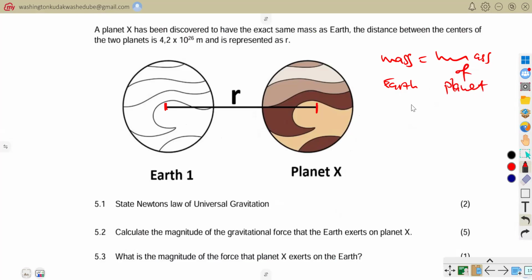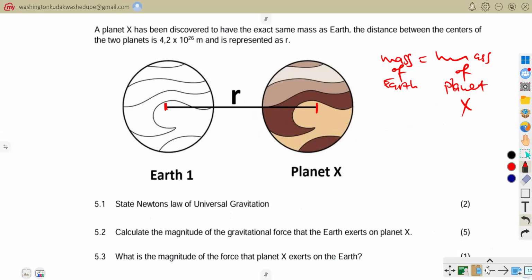So we are saying mass of Earth is equal to mass of planet X. And the distance in between these two, which is the distance in between the two centers, is equal to 4.2 times 10 to the power 26 meters. Given that, they are now saying state Newton's law of universal gravitation.